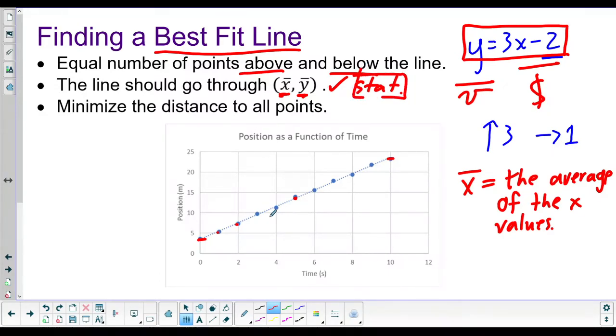There are other rules to tell us the slope of this, but we're not going to learn them because the formula is super ugly and we don't want to mess around with that. But taking an average of things is pretty easy, so we can include that. Then we want to try and minimize the distance of all the points. So we know that we want half the points above the line, half the points below the line. It should go through this point and then minimize the distance. This means eyeball it and draw it as close as you can to as many points as possible.